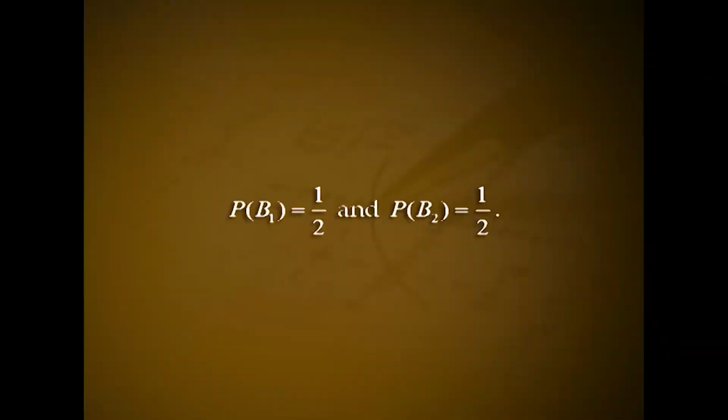Solution. Let B1 and B2 denote the event of occurrence of head and tail respectively when the fair coin is tossed. Let A be the event of getting one red ball. The event A happens only through the events B1 or B2. That is, if the coin shows head, the red ball will be from the first box, and if the coin shows tail, the red ball will be from the second box. Since the coin is fair, P of B1 equal to 1 by 2 and P of B2 equal to 1 by 2.